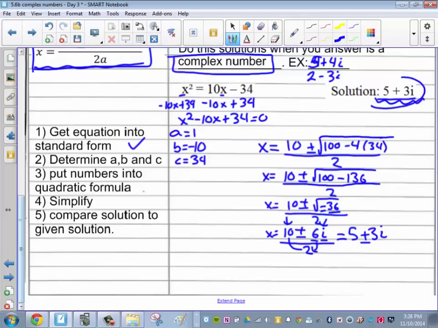Is that this one? Is that one of these up here? Yeah, the plus version is. Therefore, oh, that's awesome. We found out. Yes, this is a solution.